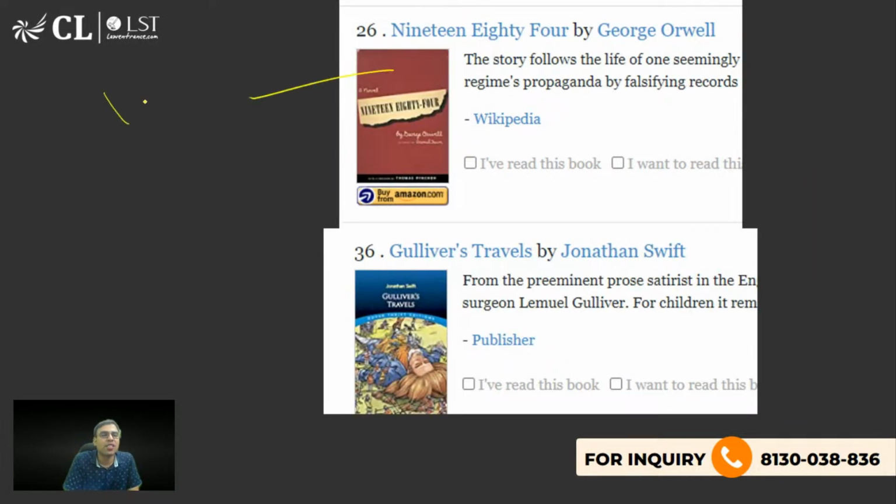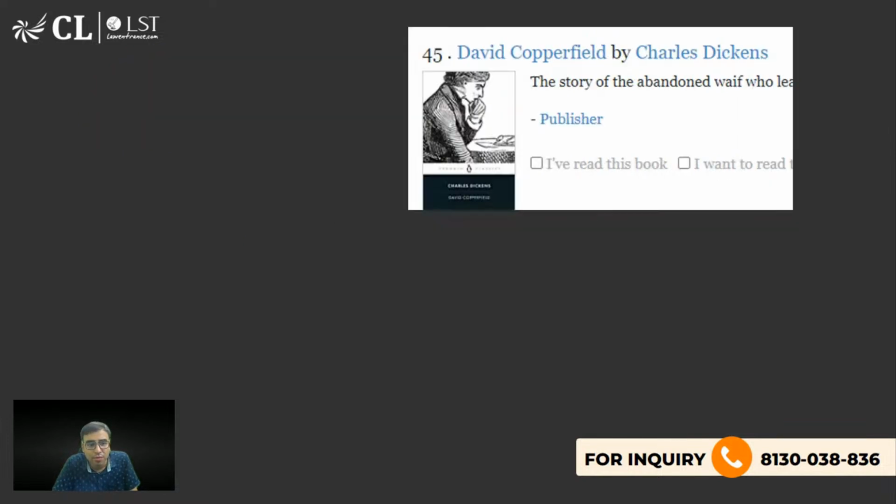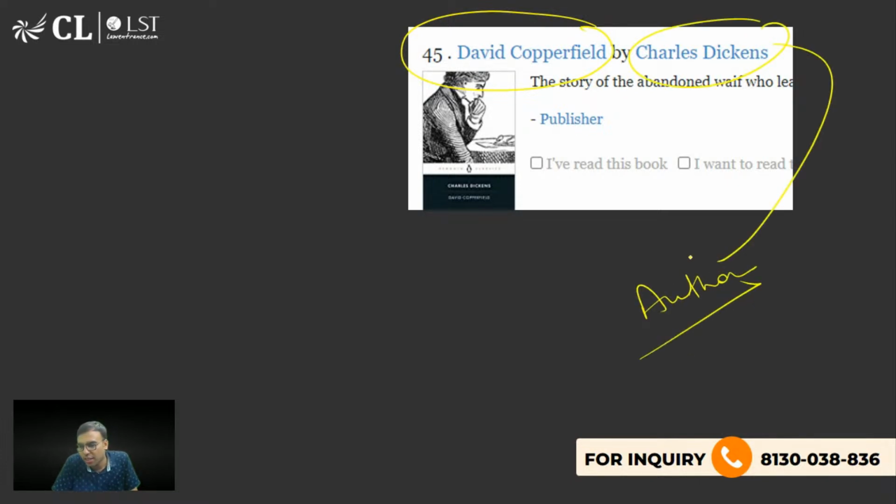Then 1984, this is actually a dystopian novel, or what you can say. It's actually written by George Orwell, very famous. This you should remember. Then Gulliver's Travels by Jonathan Swift. So these are prominent books you should actually know. Then we have David Copperfield. The name of the author is Charles Dickens. This you should remember it.